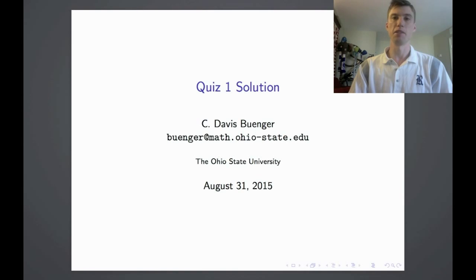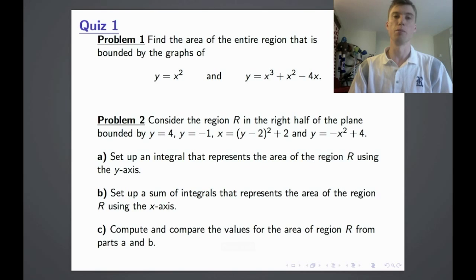Hello, my name is Davis Binger, and today we will look at the Quiz 1 solutions. Quiz 1 consisted of two problems. The first problem asked us to find the area in the region bounded by y equals x squared and y equals x cubed plus x squared minus 4x.